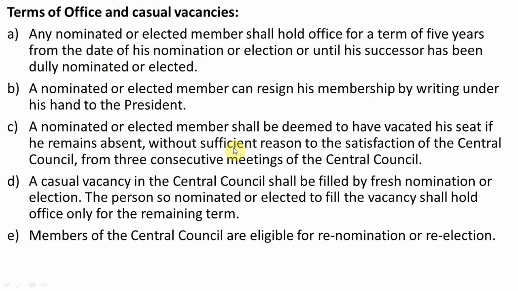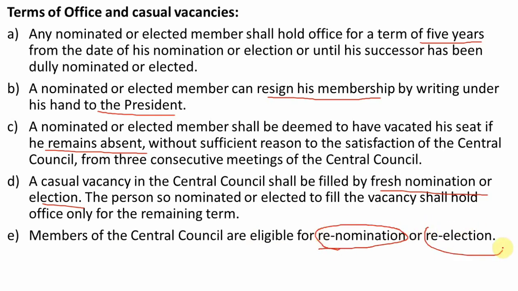Then, terms of office and casual vacancies. Any nominated or elected member shall hold office for a term of 5 years from the date of his nomination. A nominated or elected member can resign his membership by writing under his hand to the President. Then, a nominated or elected member shall be deemed to have vacated his seat if he remains absent without sufficient reason to the Central Council. A casual vacancy in the Central Council shall be filled by fresh nomination or election. Members of the Central Council are eligible for re-nomination and re-election.